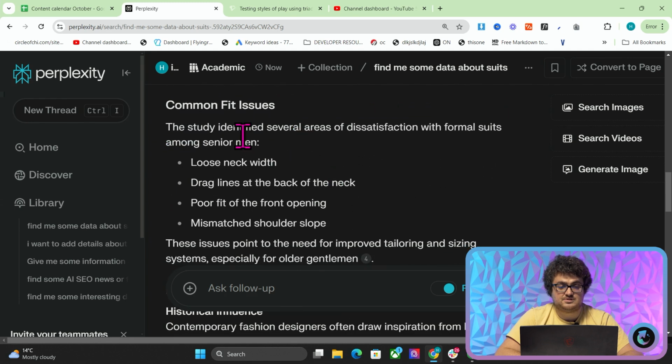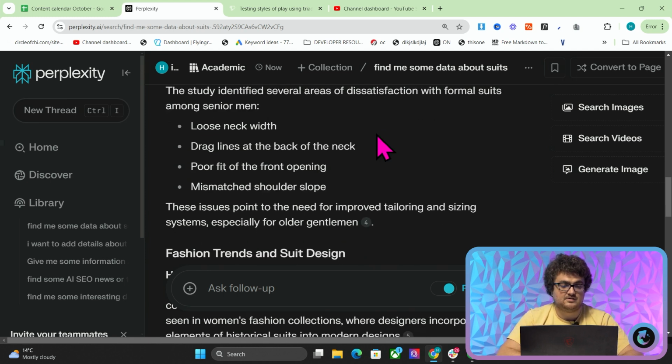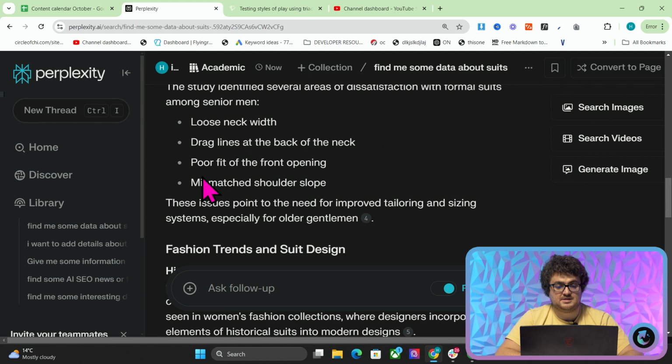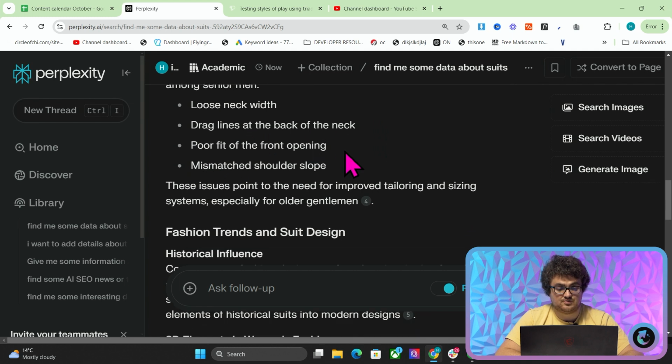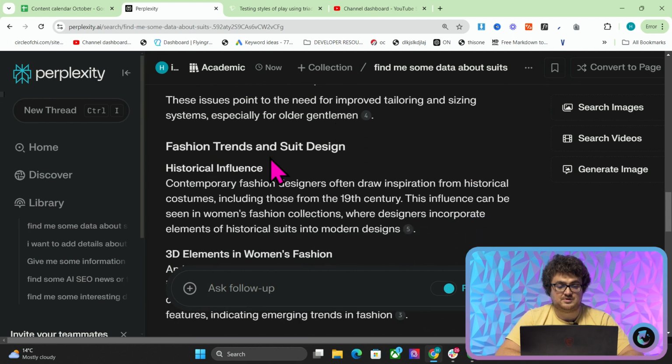Common fit issues. The study identified several areas of dissatisfaction with formal suits, including loose neck width, drag lines on the back of the neck, poor fit on the front opening, mismatched shoulder slope. This is very, very interesting for me. Fashion trends and suit design, historical influence.